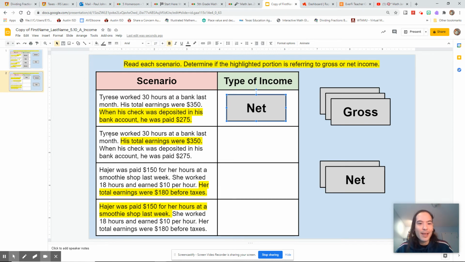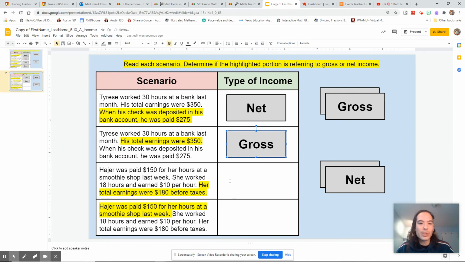Awesome, awesome. Same question. Tyrese worked 30 hours at a bank last month. His total earnings were $350. Hint, hint, gross. When his check was deposited in his bank account, he was paid $275. Gross is most, net is less. Blah, blah, gross income. All right, 2 more.